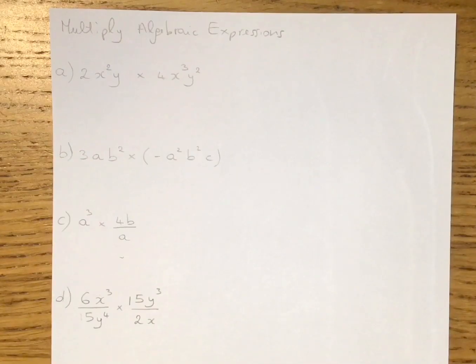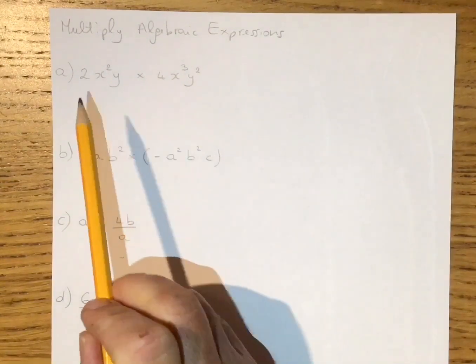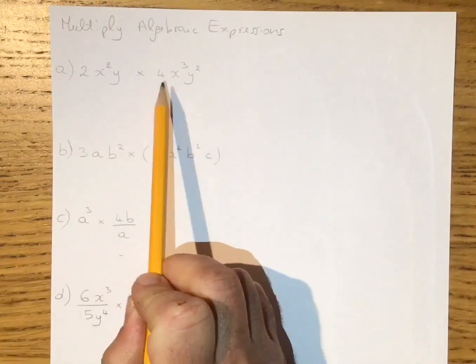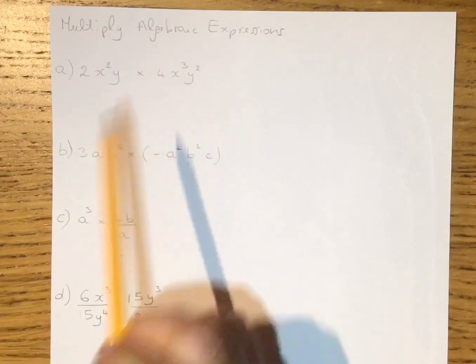Hi, this is a video about multiplying algebraic expressions. We will start by multiplying terms and then we will move on to expanding brackets. We will start with 2x squared y times 4x cubed y squared.